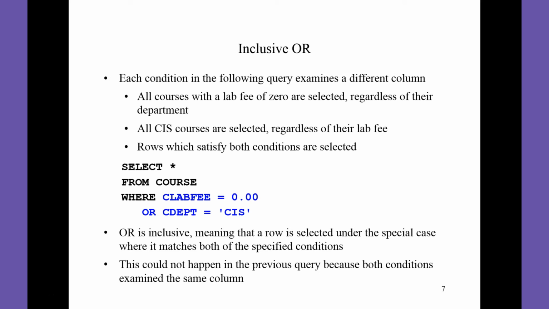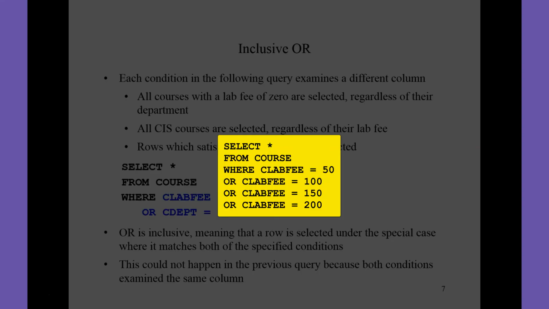Note that it's possible for a query to have more than two conditions connected with OR, just as we saw with AND. Consider the following query that uses 4 conditions connected by OR. In this case, a row will be selected if it matches any one of the specified conditions.